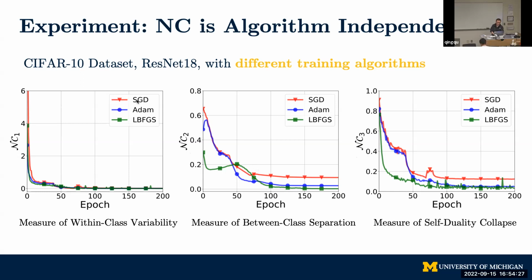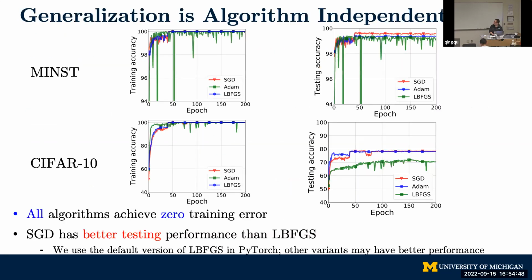And you can see that across the different algorithms we're using, neural collapse is always happening. Although the degree of collapse is different, for every algorithm you always have this neural collapse phenomenon. So neural collapse is algorithm independent. But since different algorithms have different implicit biases towards different solutions, the generalization performance is still different.